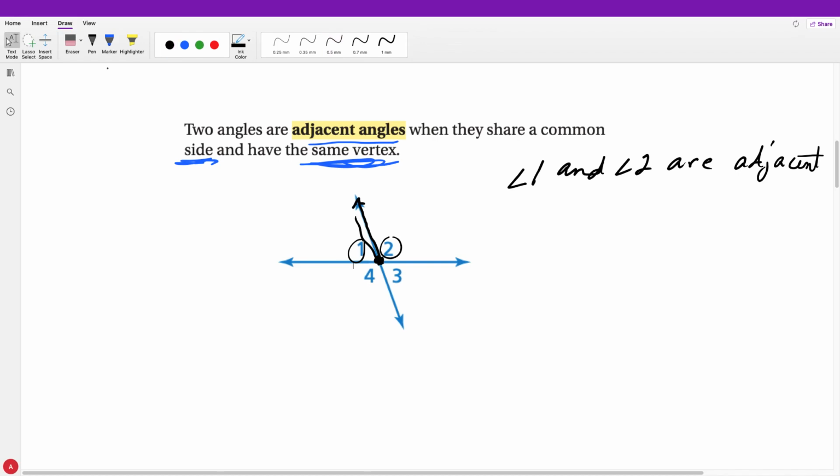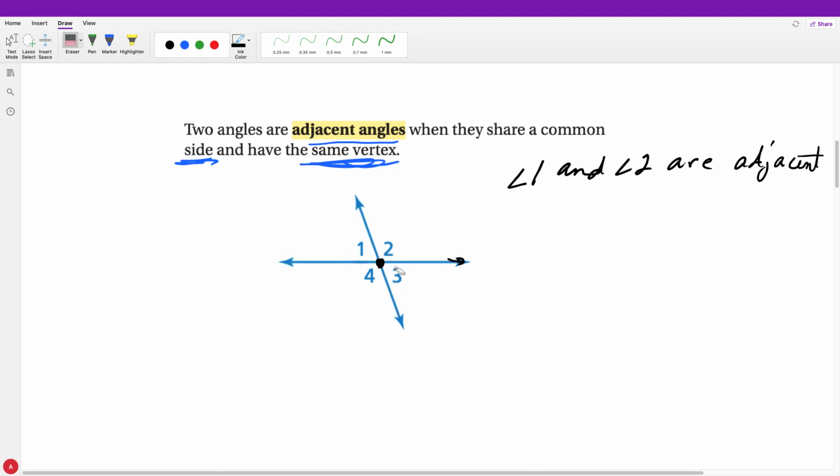All right, but let's talk about angle 1. Let me erase this. Let's talk about angle 1 and angle 3. Well, angle 1 and angle 3 share a vertex, but they don't share any sides, because here are the two sides or rays that create angle 3, and here are the two sides or rays that create angle 1. So you see they don't share any side in common, so they are not adjacent.